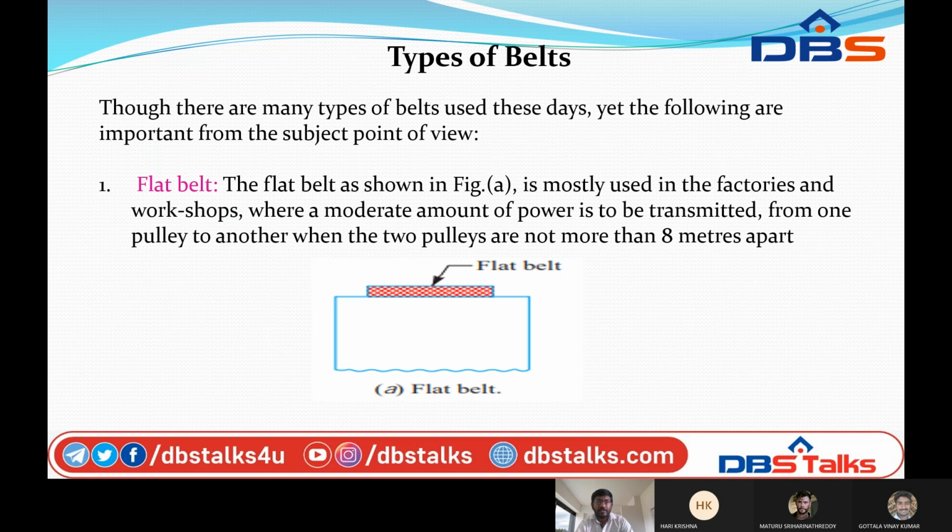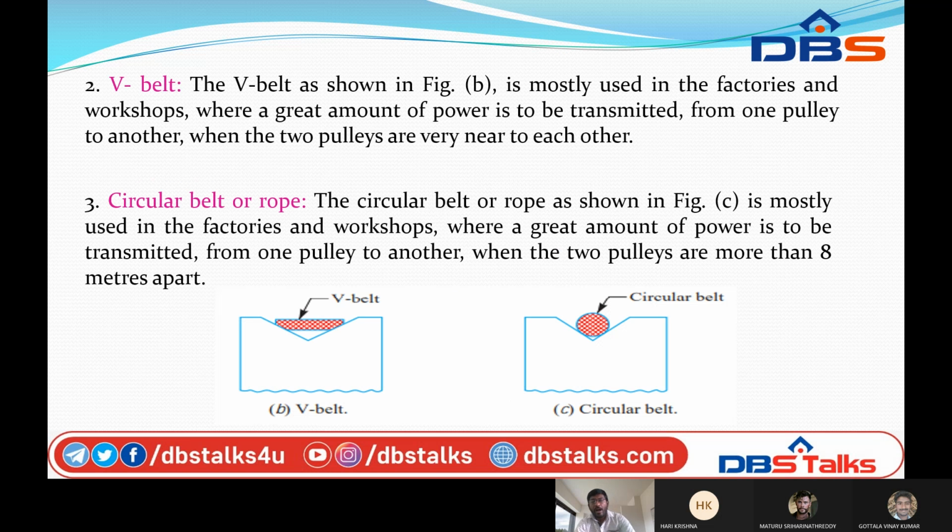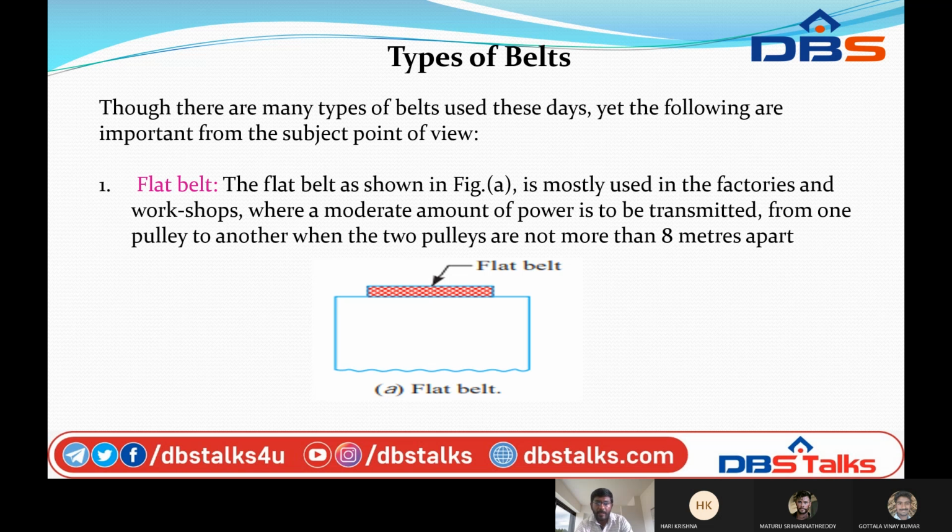So next we can discuss the types of belts. There are many types of belts used these days. The following are important from this subject point of view. These types of belts are three types. The first one is a flat belt. The second one is the V belt, and the third is the circular belt or rope belt. So we can discuss them one by one. The first one is the flat belt.